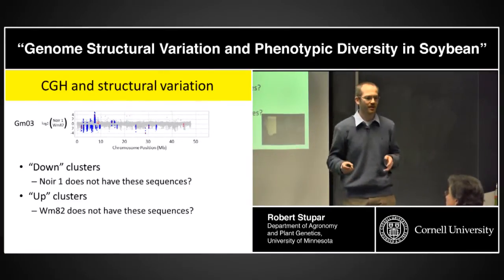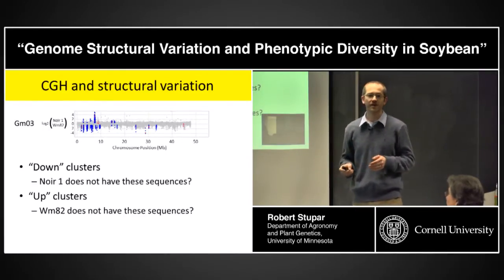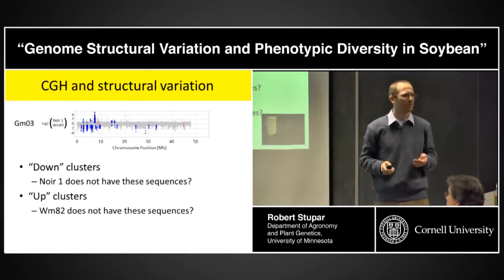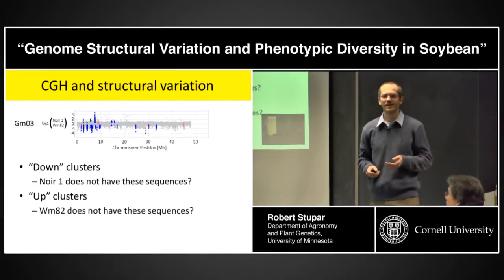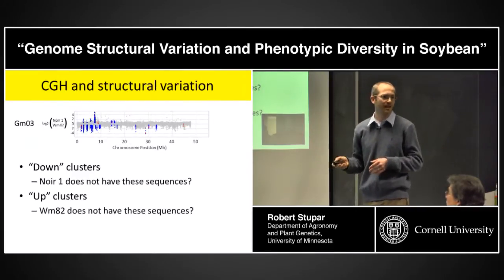So it's complicated. It's also somewhat possible that some of these up clusters are true copy number variants, where they're present in Williams-82 but have more copies in these other lines. We think we're probably not detecting too many of those. Our chemistry isn't very good at detecting that sort of thing, but it's very good at detecting presence-absence variants.